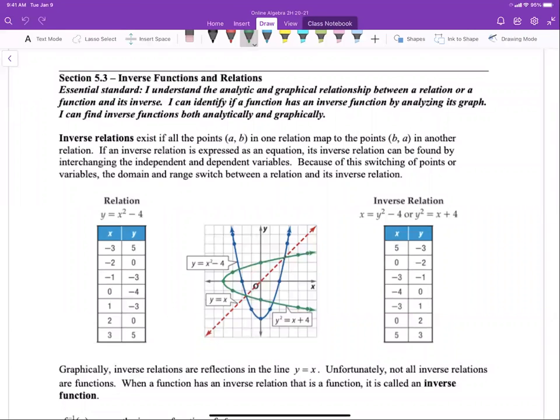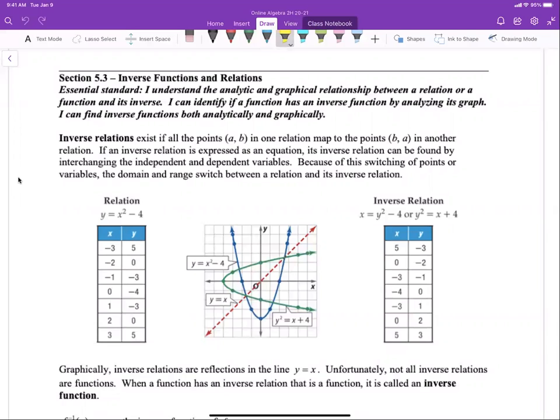Okay, so this is our lesson 5.3a. We are going to cover inverse functions and relations for 2 days. And this is kind of our first real, maybe challenging new material of this particular test section. So here's the essential standard.